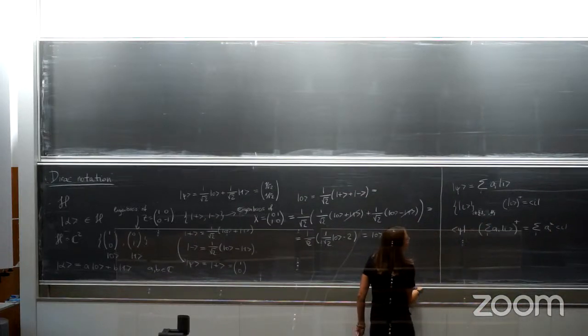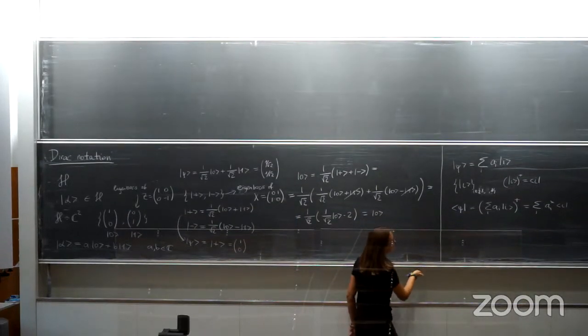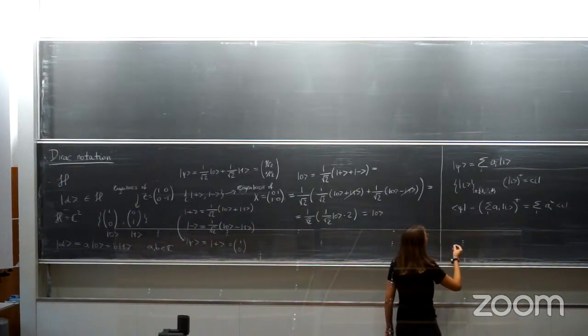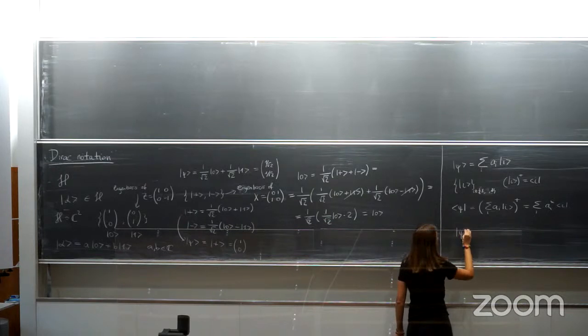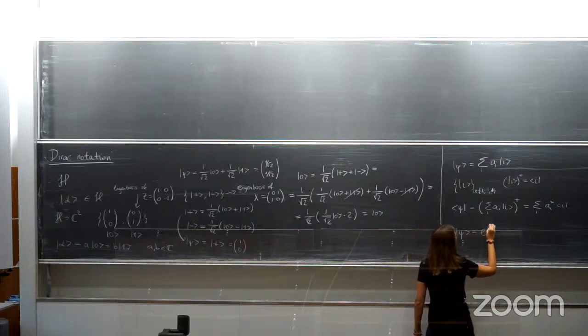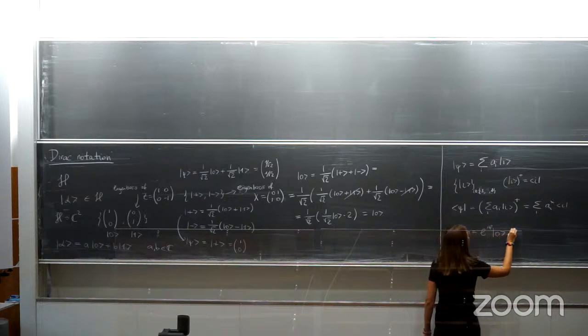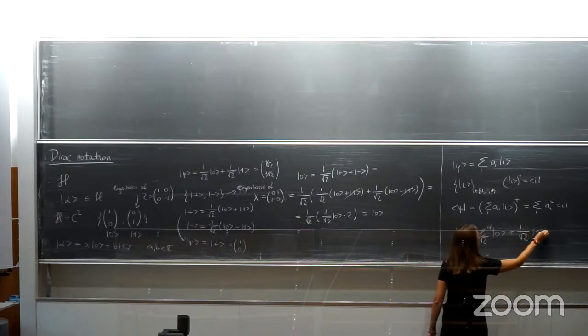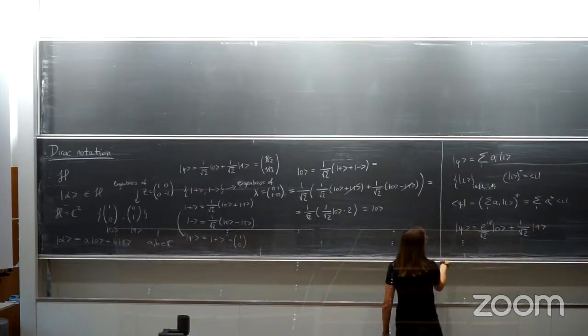Okay, let us consider an example. Suppose that I have a state psi, which is e to the power i phi over square root of 2 times 0, plus 1 over square root of 2 times 1. What is going to be the bra vector?